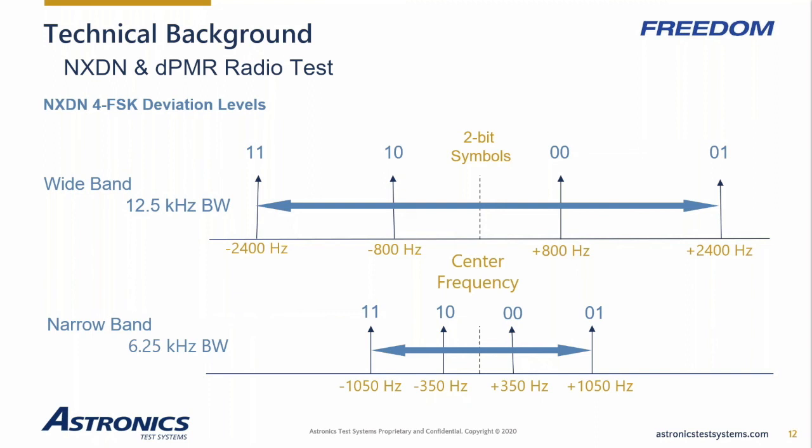The NXDN and dPMR protocols encode digital information by modulating an RF signal in such a way that the data is extracted from the signal at the receiving end. NXDN and dPMR operate under the digital frequency modulation scheme 4-level frequency shift keying, or 4FSK, which means that the radio changes the frequency of the RF carrier.